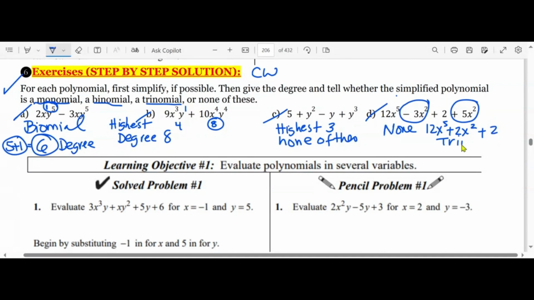Now what's the highest degree? 5. Easy. So before it was none. After simplifying, it becomes what? Trinomial. Is this clear? Give me a minute, alright. Sure. Take 2. Thank you.